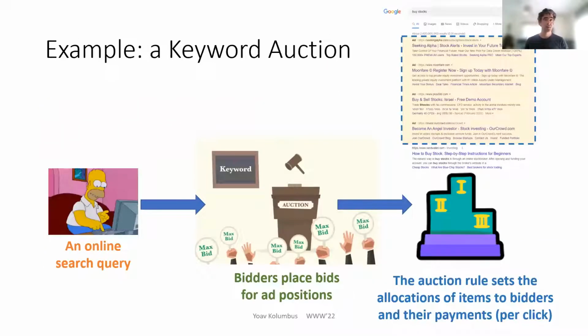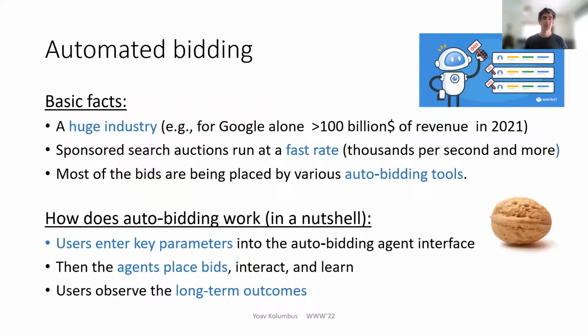And an important example are the keyword auctions, like the ones we see on search results web pages, like here on the right. And the way this basically works is that every time we enter a search query for some keyword, then the platform runs an auction between the advertisers, who are the players in this auction. And each one of them places a bid, which is the maximum amount he is willing to pay for a click on his ad. And the auction then sets the allocations of ad positions and payments for the players.